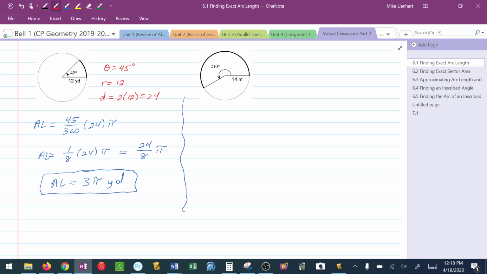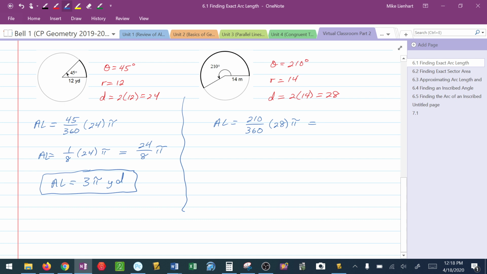Okay, let's take a look at this one. Now notice in this one, theta, the darkened part of the arc, theta here is 210. All right, I know I have a radius of 14, so the diameter is 2 times 14, or 28. Once I have that information, I'm ready to go to the arc length formula. And that says theta over 360 times d pi, 28 pi.